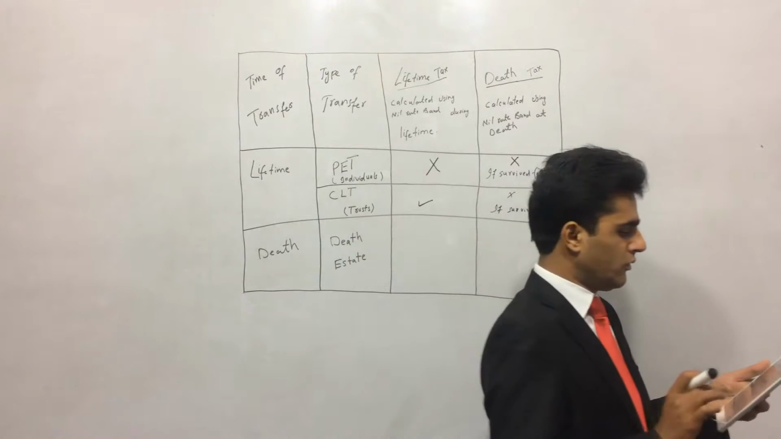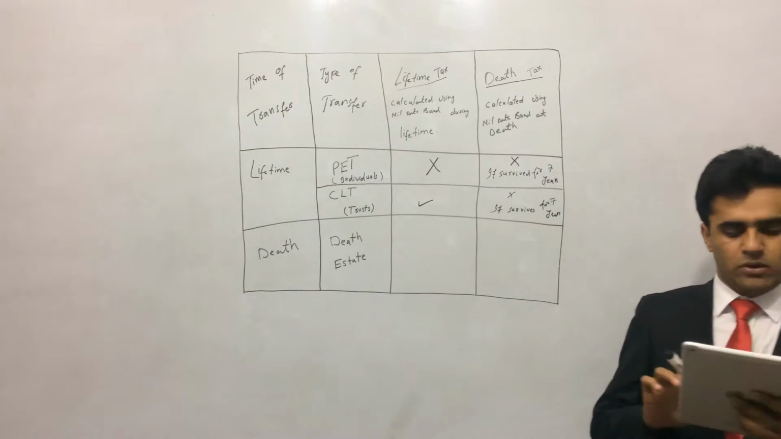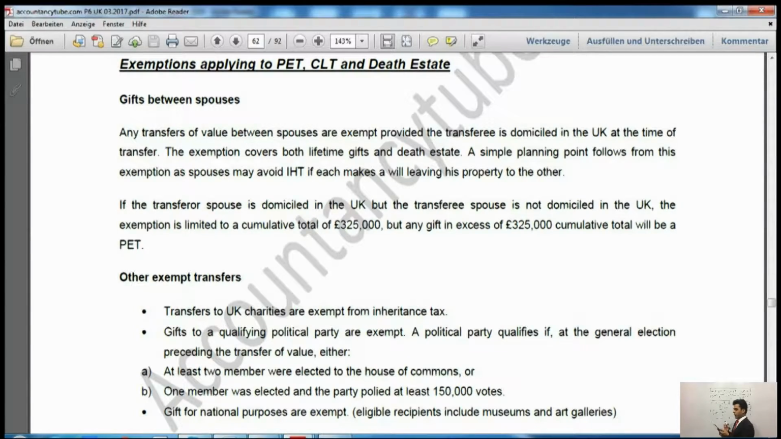I will just share the screen with you, as you can see on your notes. Here you go, I've shared the screen with you. Now on the screen, as you can see, it says exemptions applying to PET, CLT and death estate. Now gifts between spouses. It says any transfer of value between spouses is exempt provided the transferee is domiciled in the UK at the time of transfer.